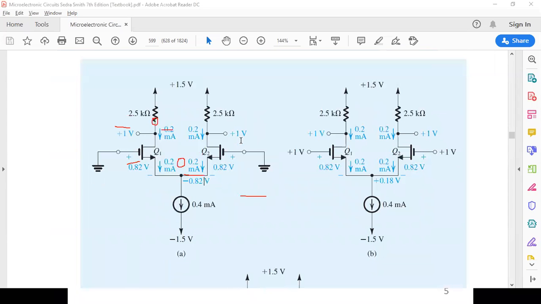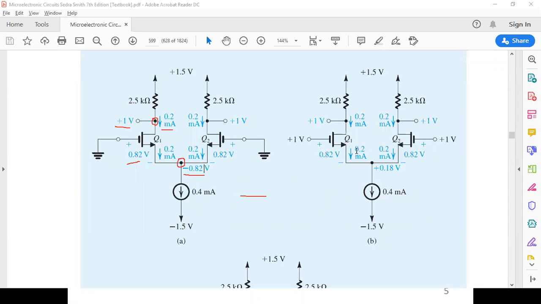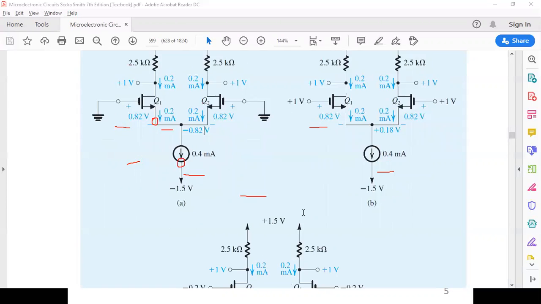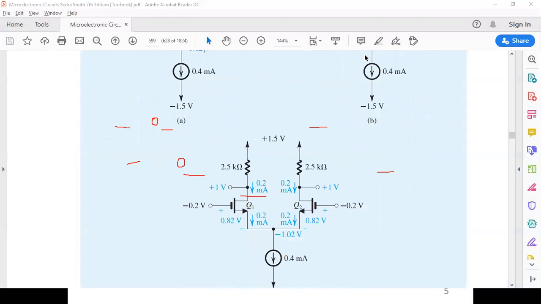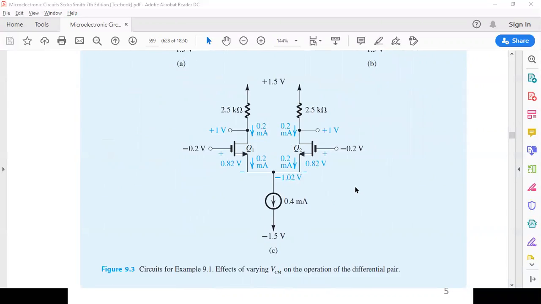How about this one? Okay, the same thing. How much is VGS here? It is again 0.82, greater than 0.5. How about VDS? This is VD and this is VS. If you subtract this minus this, you are going to get 0.82. 0.82 is higher than 0.316. Okay, and the same thing for the third case. So we have to make sure that the transistor remains in the saturation region.